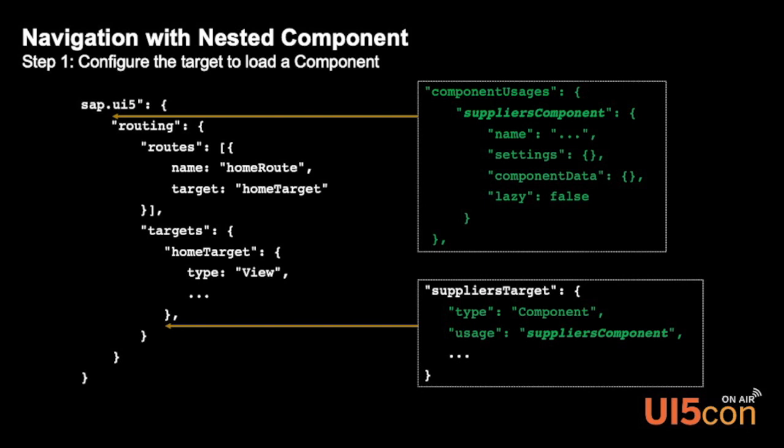And there you can simply define a new key, which represents the name of your component, with information like where the component can be loaded and further settings for this component. Then you can simply refer to this component inside a target, under the routing target section, and you write the type as "View, but Component" here. So you then connect to this component usage by assigning the usage option with the supplier component, which is the name of this component usage.